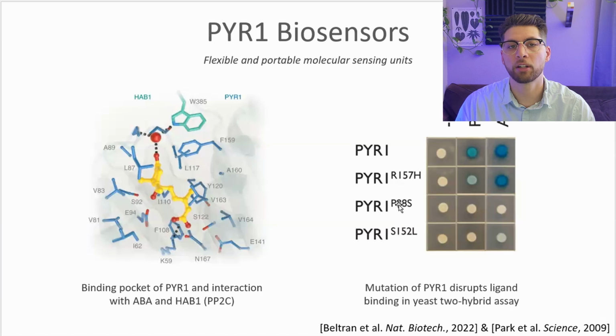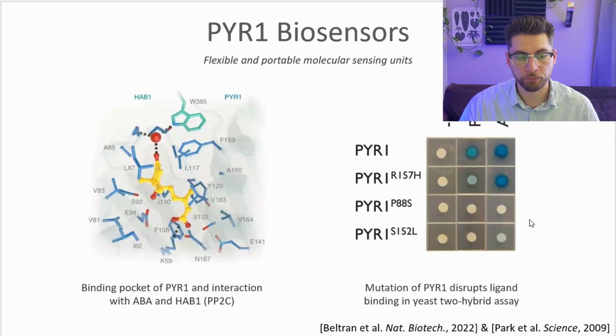Anyway, at that position, there is a mutation that's within the binding pocket. It's at this 88 position, which is between this 89 and 87 position. So somewhere around here, they're mutating this amino acid, and it no longer binds abscisic acid. So they've broken that binding pocket of the protein. Okay, so very cool.